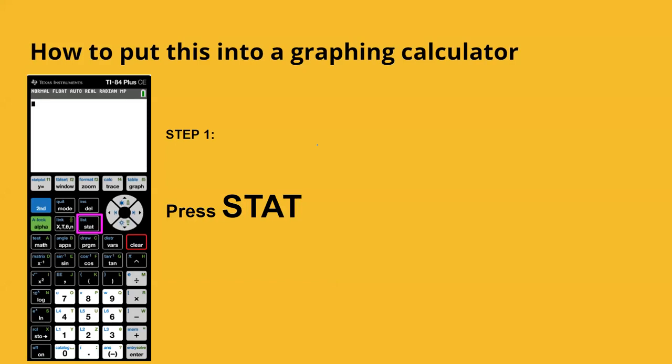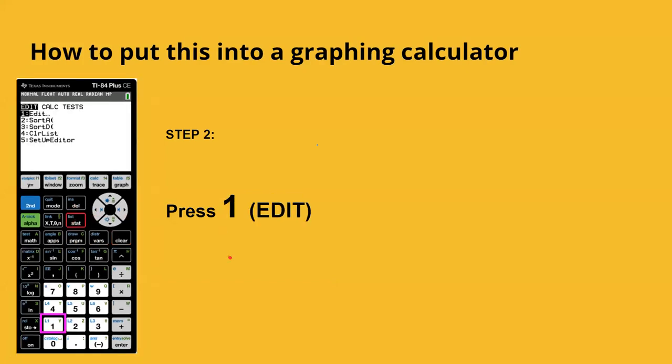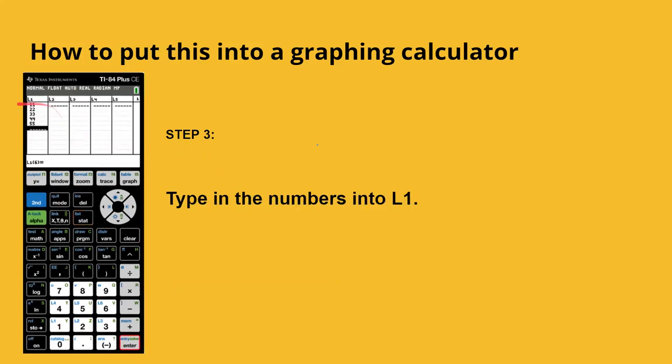So here's what you do. First, you push the button stat. See, it's right here. Stat. Next, once you push stat, you'll see this screen. Push 1 or enter, because it's already on 1, to go to edit. What are we editing? Well, we're editing these lists. You don't want anything in these. If you were just playing around with the calculator one day and you put something in all of them, just X that out by pushing del.